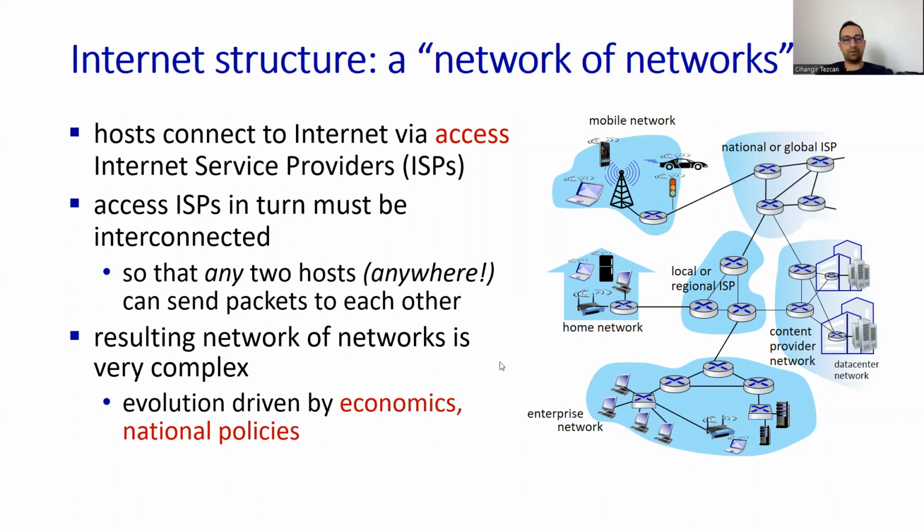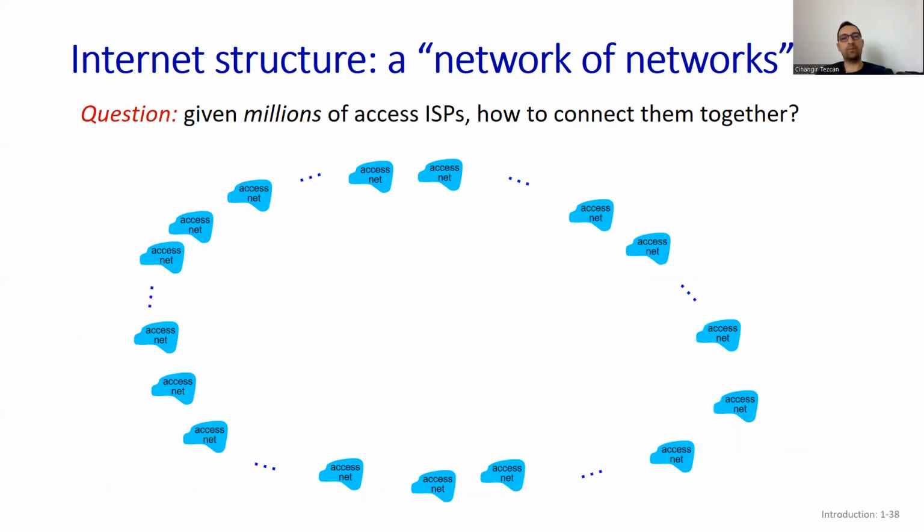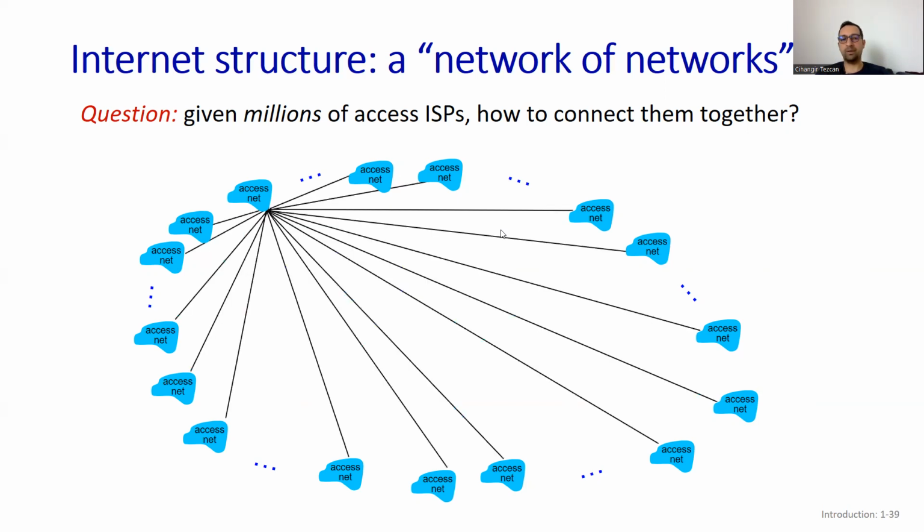The resulting network of networks is very complex. Evolution is driven by economics and national policies, and we should take a look at it and understand how the current structure of the internet actually works. So initially, assume it like this. You have a lot of access points. Without internet service providers, these devices can try to connect to each other, but this is a very hard problem.